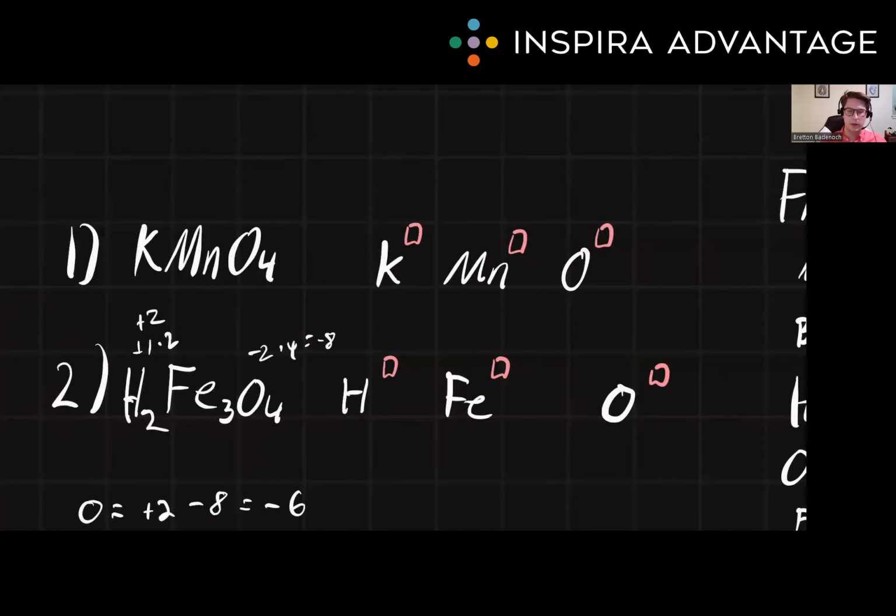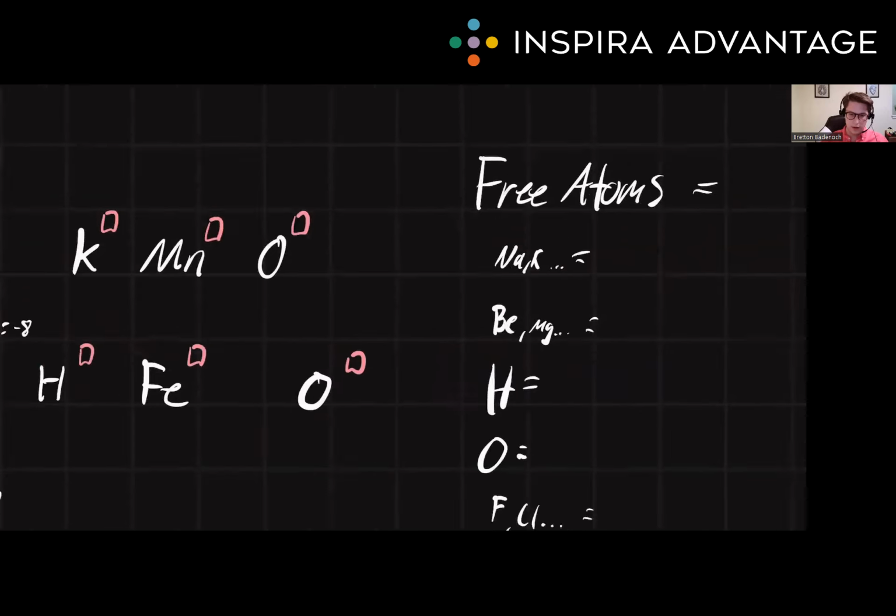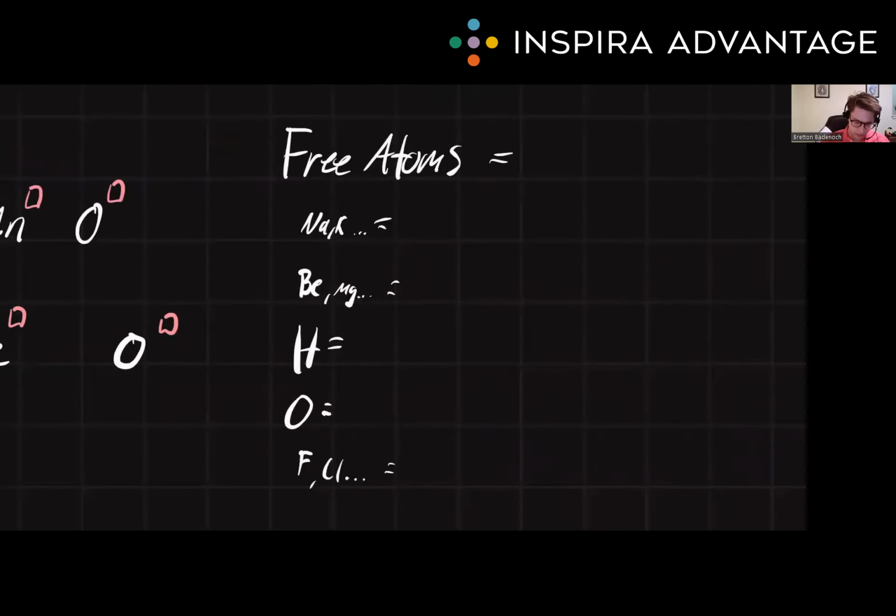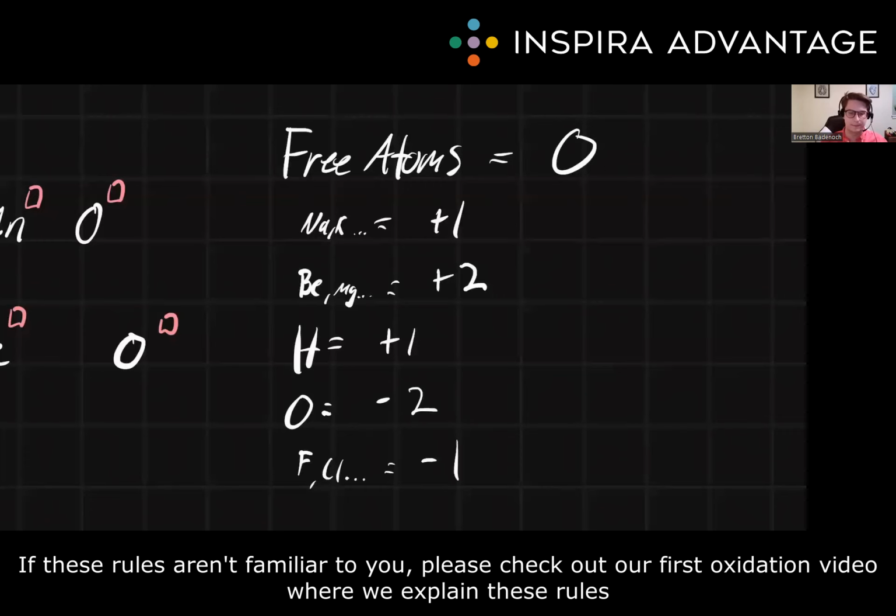Let's begin by quickly recapping what we previously learned. By order of priority, we assign a 0 to free atoms. For the first column of the periodic table, sodium, potassium, and so forth, we assign a +1 state, and then to the second column, we assign a +2. Hydrogens are going to be a +1, and oxygens are going to be a -2. And then finally, for our lowest priority, we have the halogens at a -1 charge.